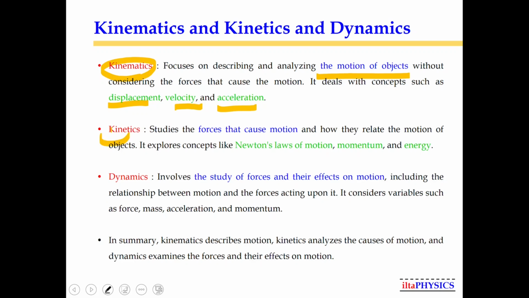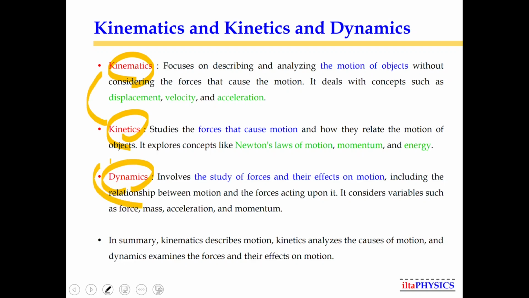Kinetics, on the other hand, studies the causes of motion, mainly forces, and relates them to the resulting motion. This is where famous physics laws like Newton's laws of motion, conservation of momentum, and the work-energy relationship belong. Together, kinematics and kinetics make up the larger field of dynamics in classical physics. It's not essential to worry too much about the distinctions right now, but that's the general idea.